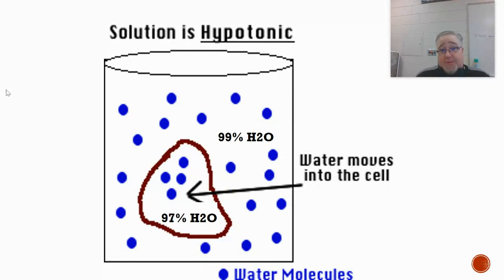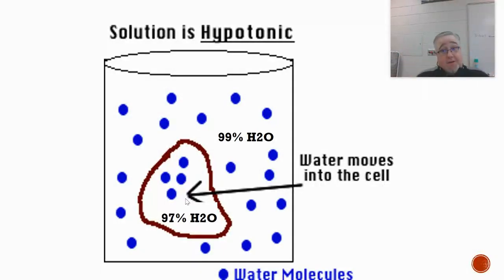Now here's kind of just the opposite. This is a hypotonic environment. In a hypotonic environment, there's a higher concentration of water on the outside of cells compared to what's on the inside. So here we have the same cell, 97% water. But look at the environment now. Now there's 99% water on the outside. So again, water moves from high to low concentration. And when it moves into the cell, because that's what it's going to do, the cell is going to swell up. It's going to get larger, right?